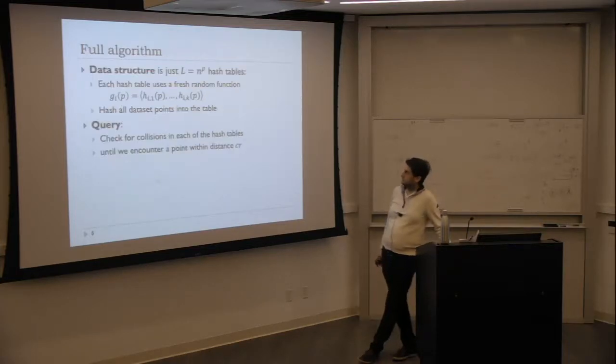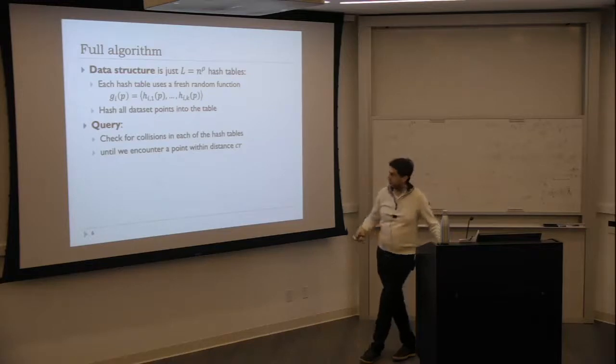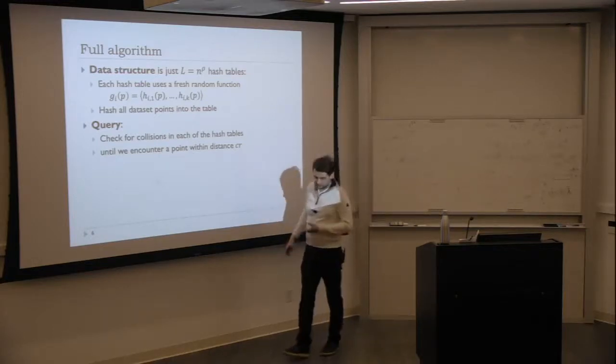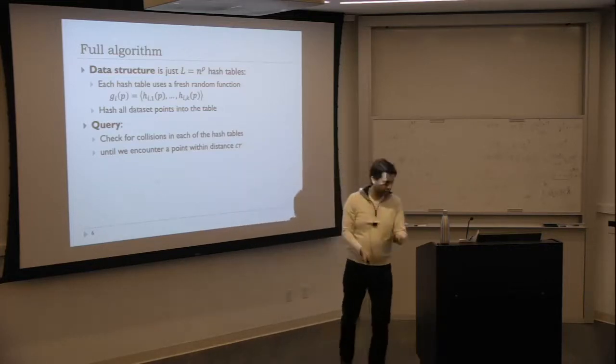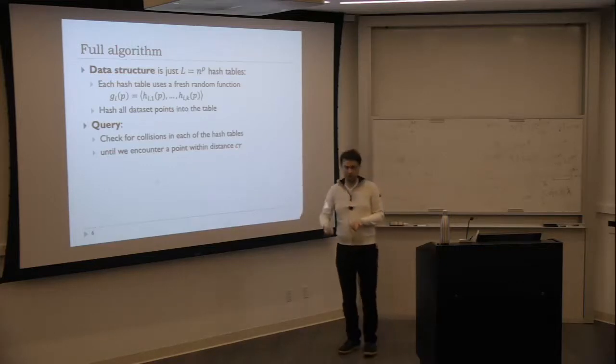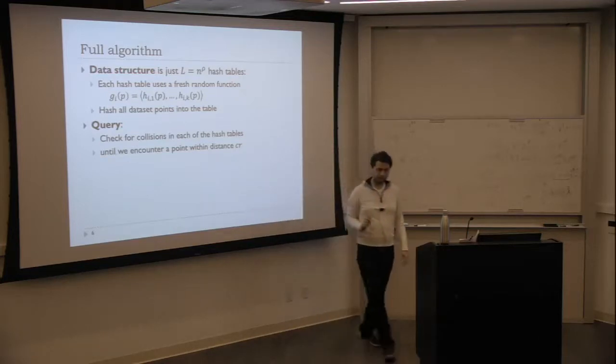Just to recap, what will be the full algorithm? We'll build a data structure which has L, capital L, equal to n to the power rho hash tables. Each hash table uses a fresh random LSH function, g_i, which is composed of these primitive functions. We hash the entire data set into each of these tables. At query time, we take the query, go through each hash table, and look for collisions in that bucket. We iterate over all the points in that bucket, in all hash tables, and we stop when we encounter a point which is a valid answer, namely an approximate near neighbor. So a point within distance cr, we report it, and we're done.